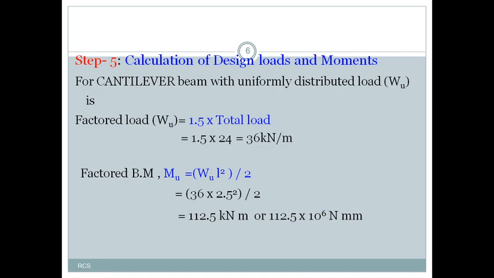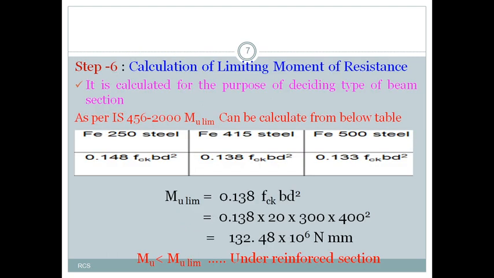By using this, we have to calculate the required depth for a particular load. So in this step, we have to calculate the limiting moment of resistance. Why should we calculate this? What is the definition of limiting moment of resistance? The moment of resistance of a beam calculated with respect to the limiting depth of neutral axis, that is the maximum depth of neutral axis, is called the limiting moment of resistance.